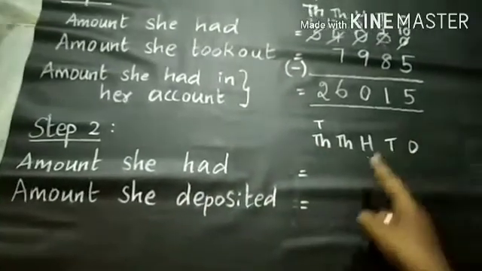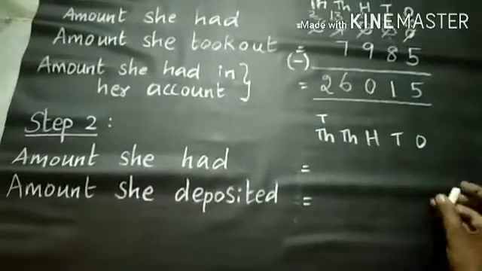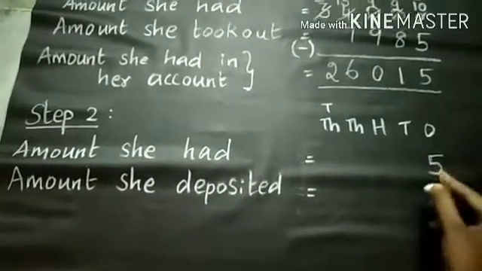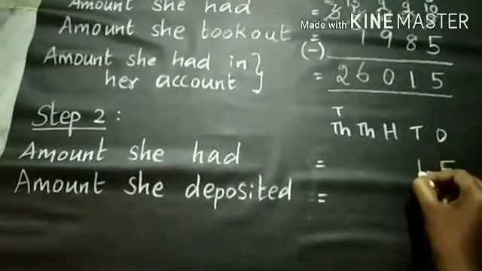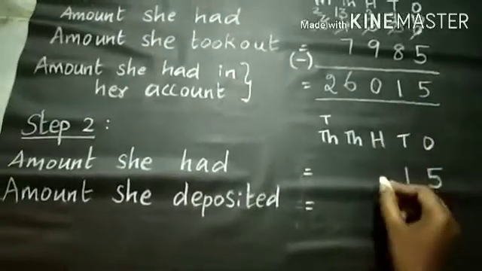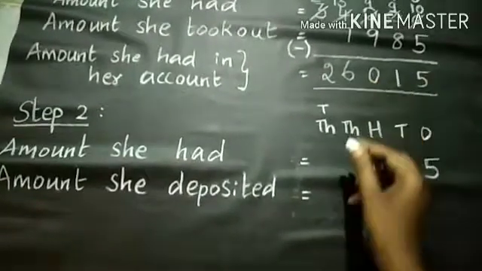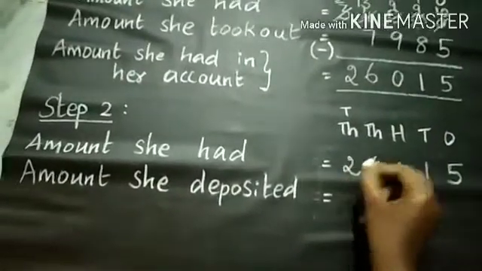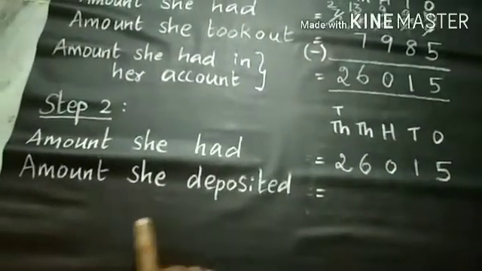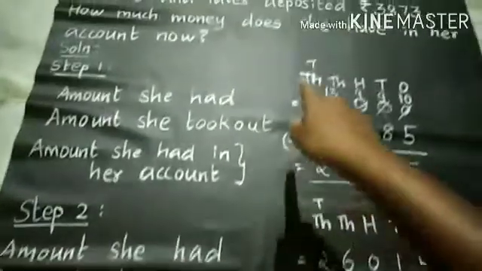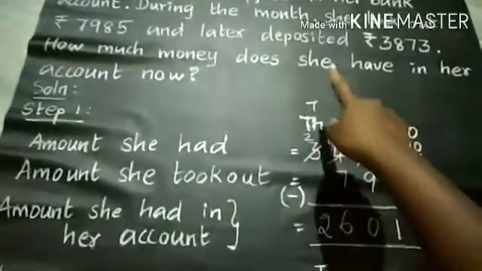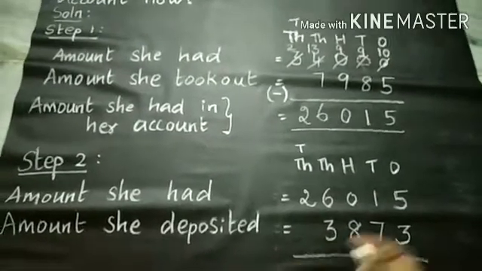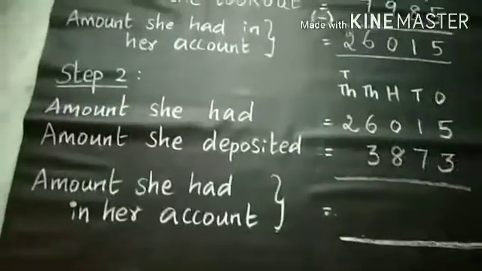Then she deposited the amount rupees 3,873. Here amount she had in her account is equal to rupees 26,015. Write the number from right to left. Then amount she deposited is equal to rupees 3,873. Write the number from right to left.